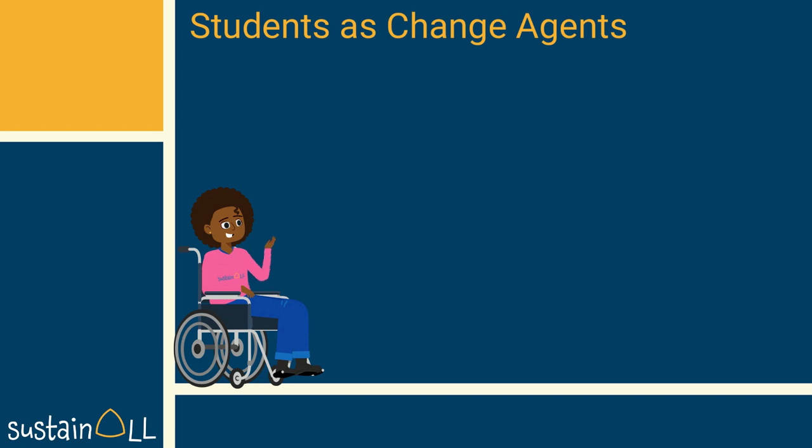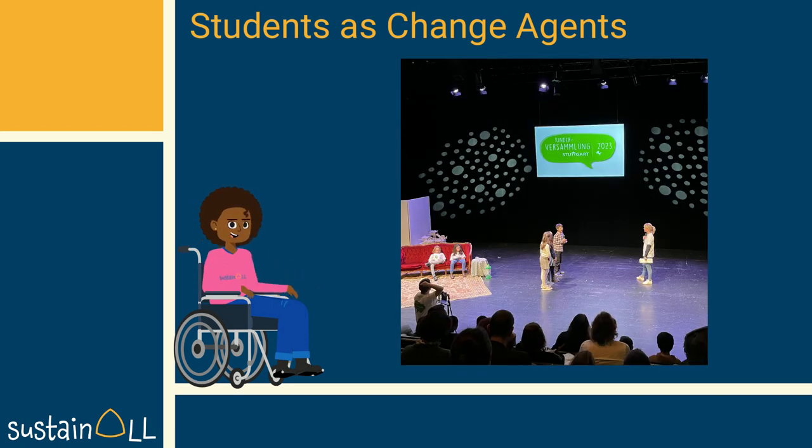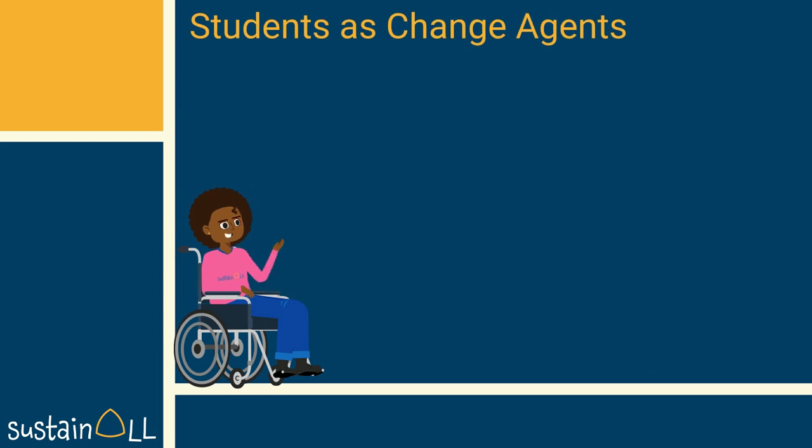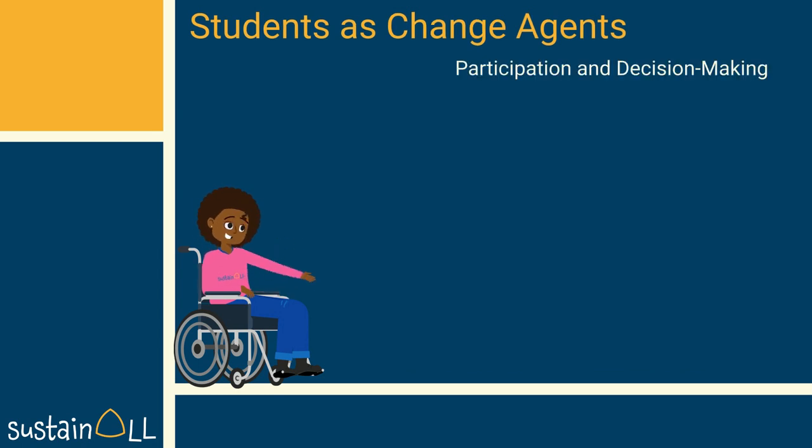Students as change agents is a concept that refers to students in schools who are actively involved in shaping changes and improvements within their school environment, the community, their city, and society. If we as students are to become change agents, we need the following opportunities. First, participation and decision-making. Students as change agents are actively involved in decision-making processes within their school. They have the opportunity to contribute to school affairs and make changes.